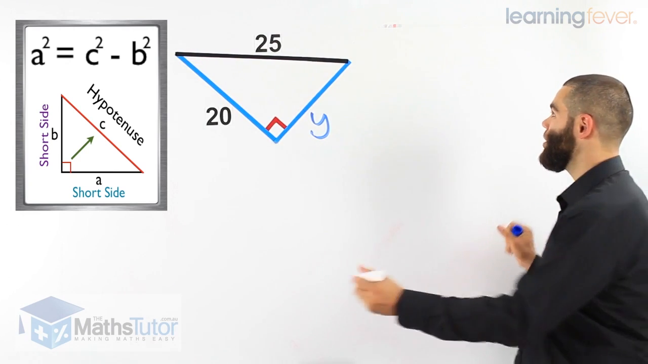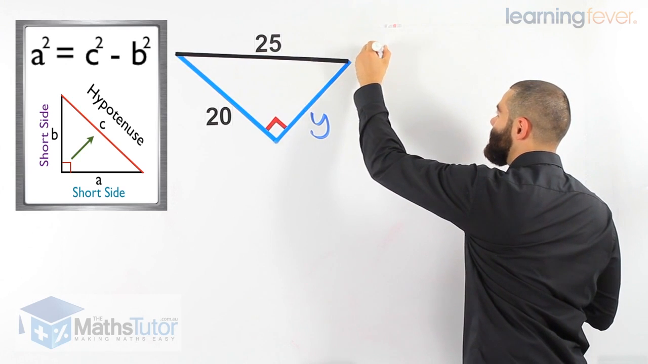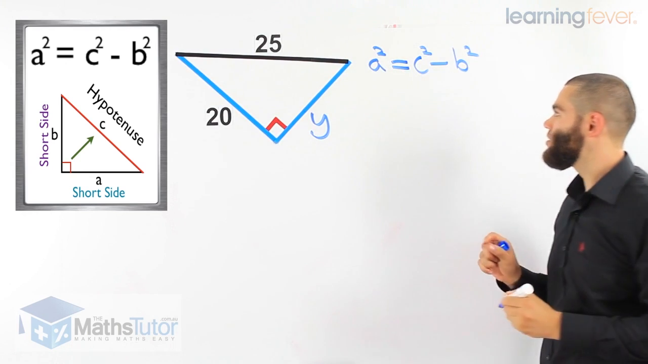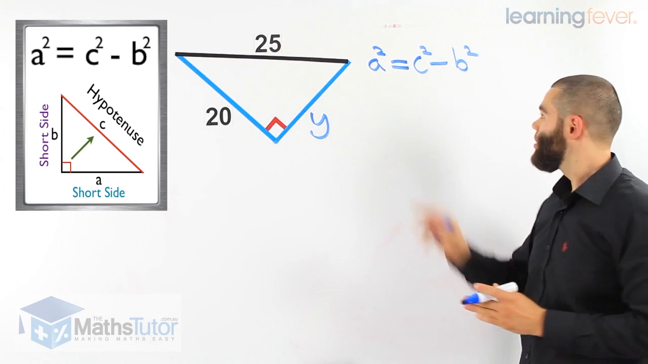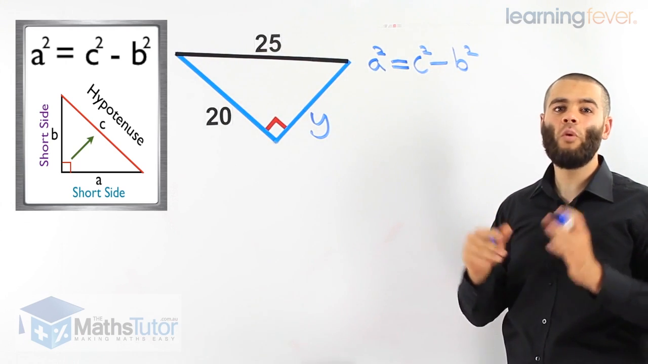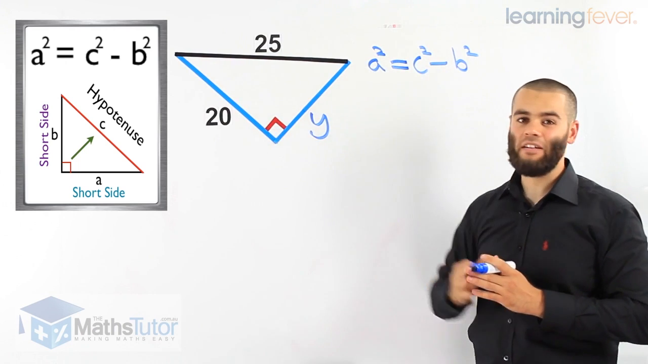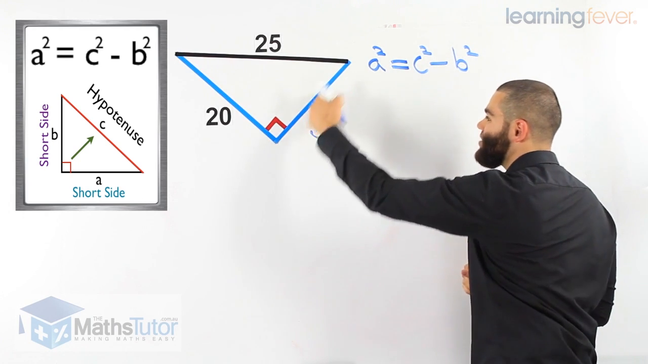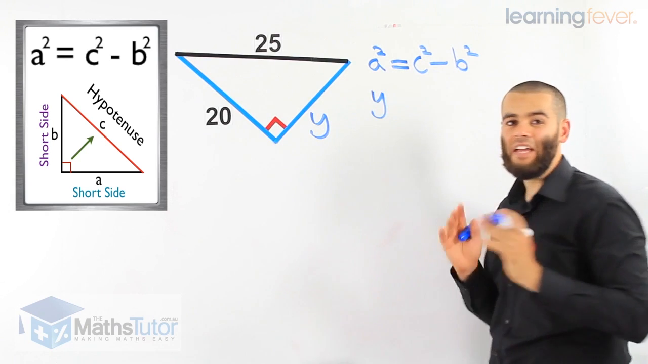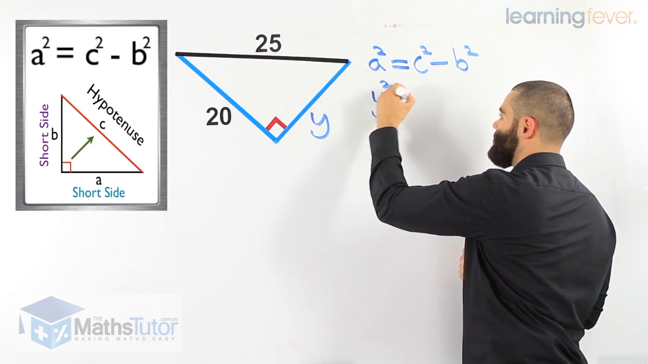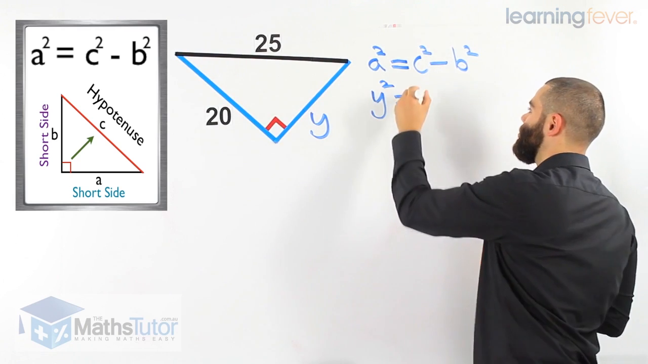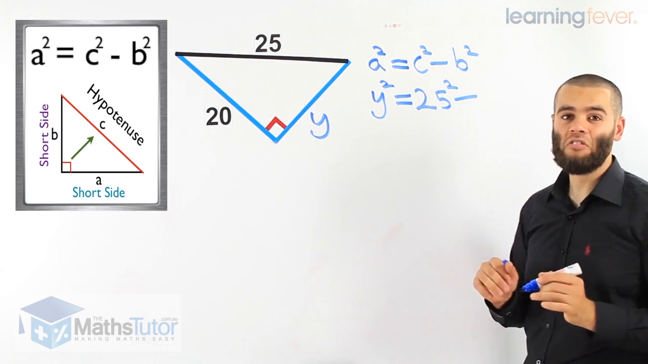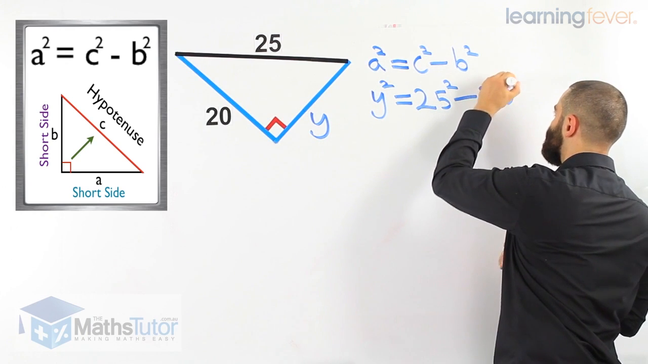Let's get started. We know the formula has been rearranged: a squared equals c squared minus b squared. So a squared is the short side, c squared is our hypotenuse, c is always our hypotenuse, minus the other short side, we're going to get the missing side we're looking for. Well, let's go. We know a squared is marked with a y, so we substitute and replace a squared with y squared. And we know the hypotenuse is 25 squared, minus b squared, the other short side, which is 20 squared.